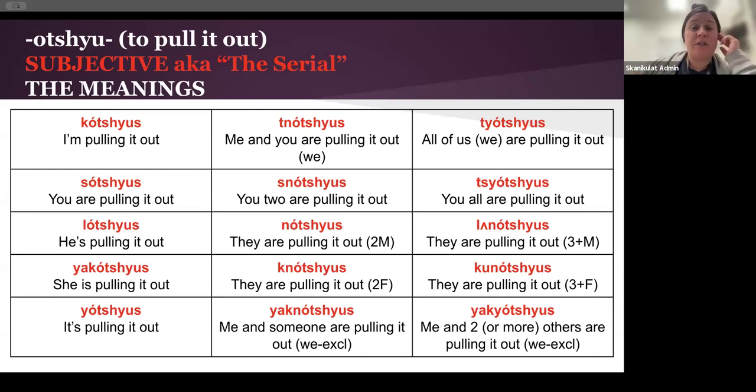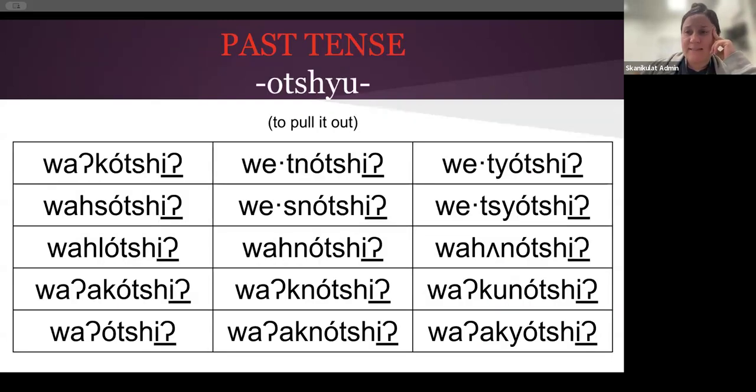And so those are the serial subjective changes for Ochu. Pretty simple: pronoun, root, ending, and then your meanings. Now let's go to the past tense. This is going to have the most changes out of all of the tense changes.